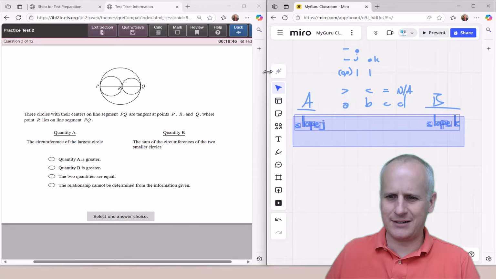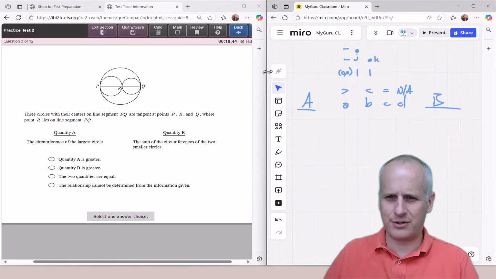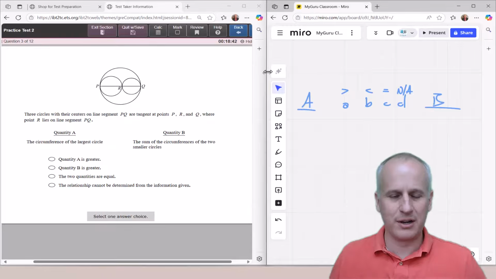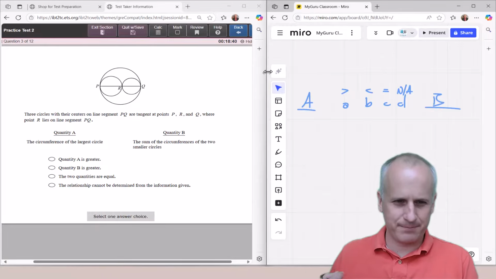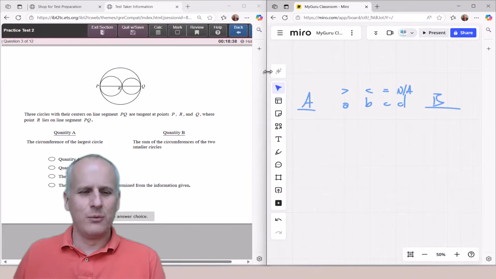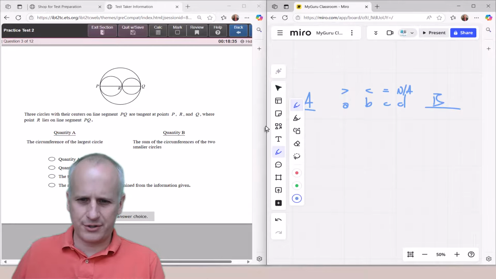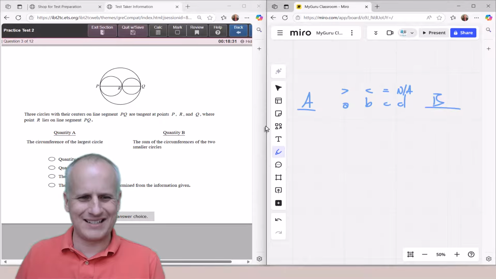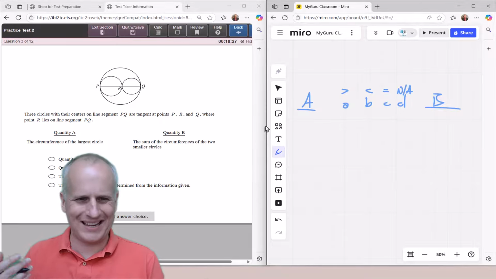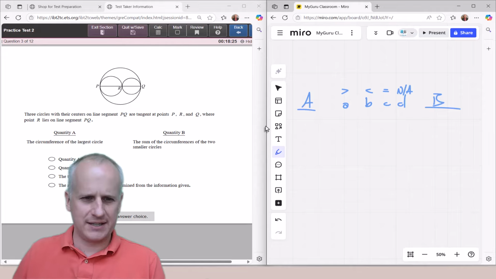Then we'll just clear out what we had underneath the structure for our scratch work on the quantitative comparisons. Now, this one, we've got the circumference of the largest circle. So I'm going to write that as just the actual formula. I could see that the largest circle I could just define as the line PQ as the diameter. And it says the centers are on that line.